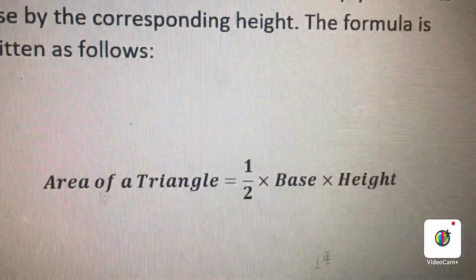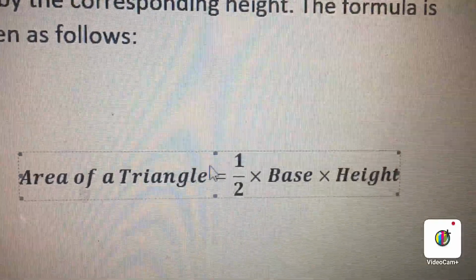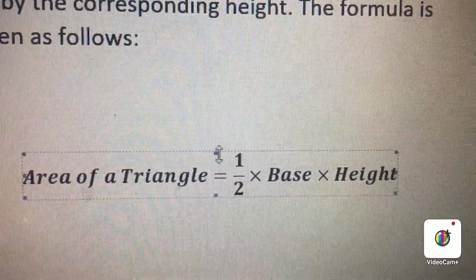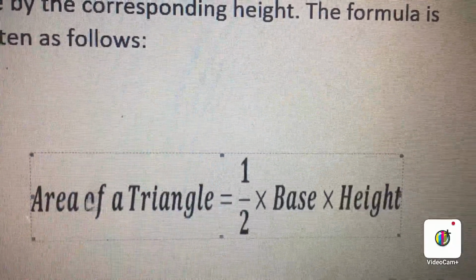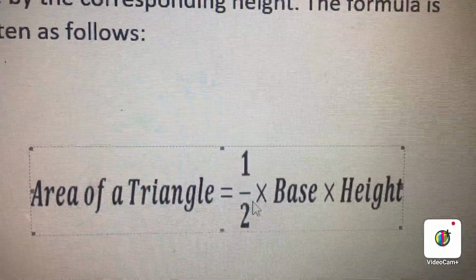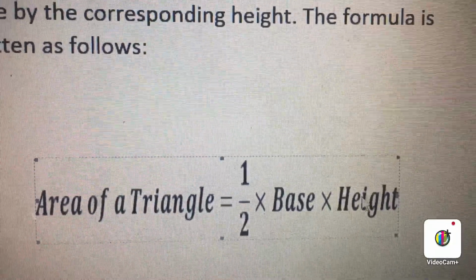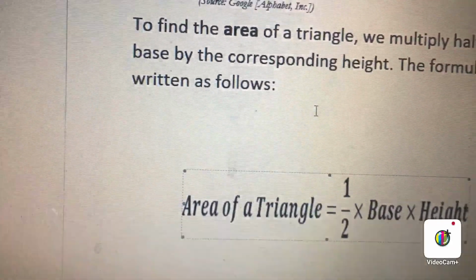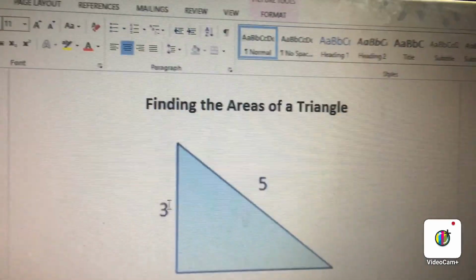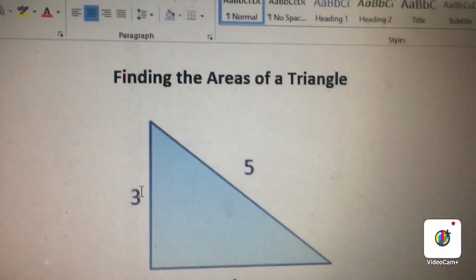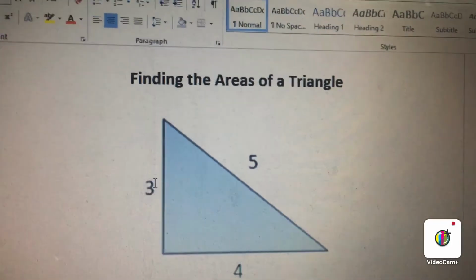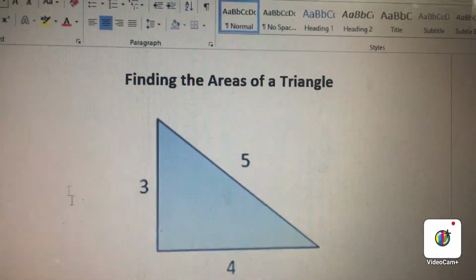So this is the formula for finding the area of a triangle. It is half times base times height. Okay, so let us use this formula to calculate the area of this triangle.